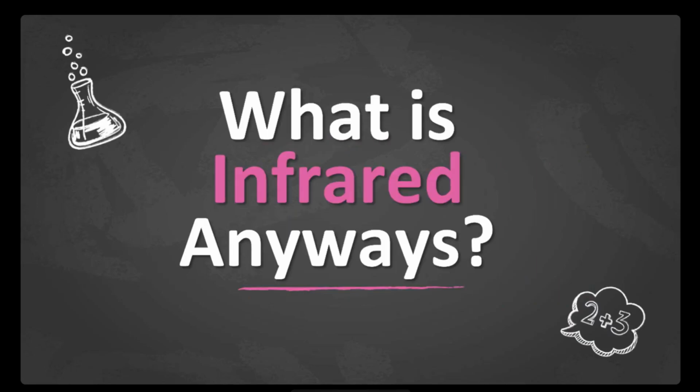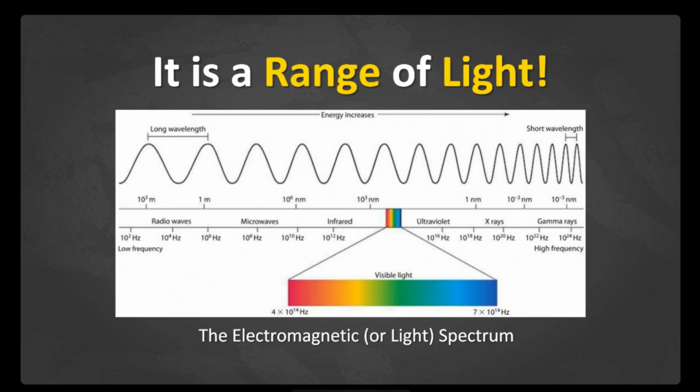So what is infrared? It's a range of light. I imagine most people are familiar with the light spectrum. From left to right, we have long wavelengths down to short wavelengths. Across that middle section, it's divided into ranges: radio waves, microwaves, infrared, of course, visible light, ultraviolet, X-rays, and gamma rays. As you go across, your wavelength gets progressively smaller and your energy increases.